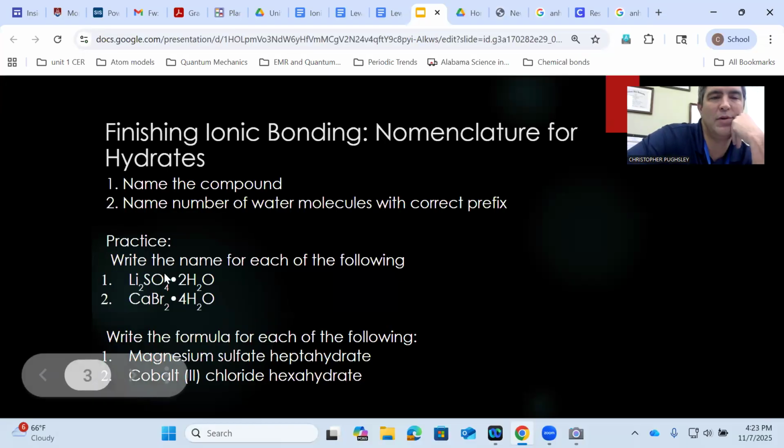And the way we name them is you use these prefixes. We don't usually use prefixes with ionic compounds, but when we do hydrates, we do. So this would be lithium sulfate dihydrate. This would be calcium bromide tetrahydrate. So this is again how you do that.